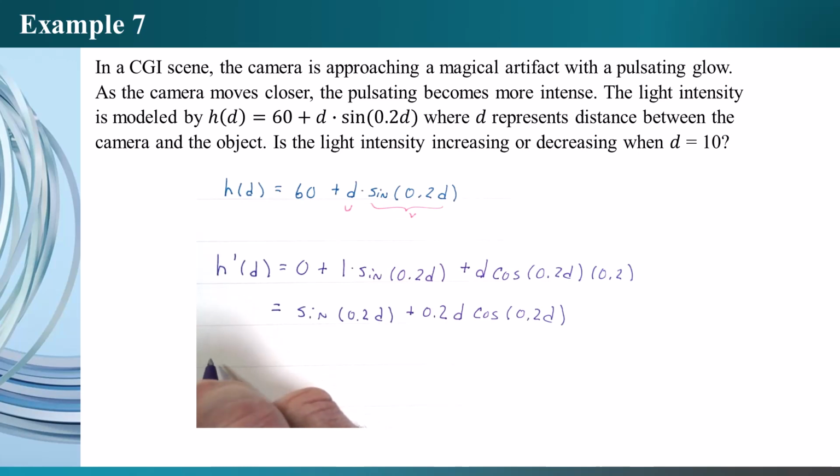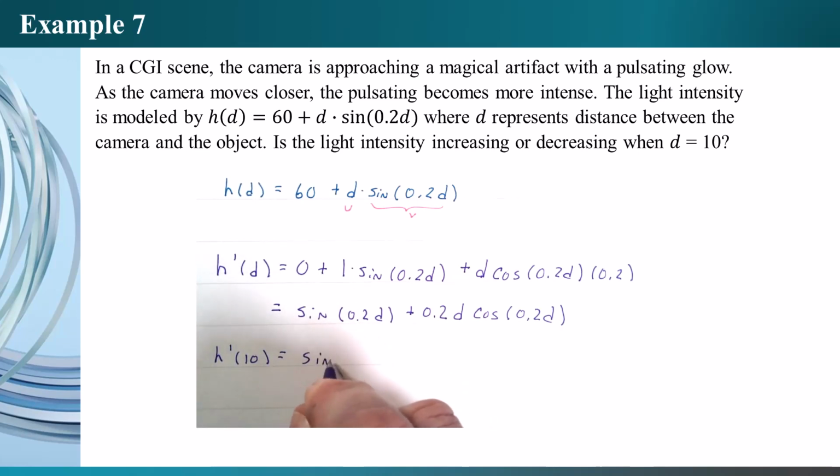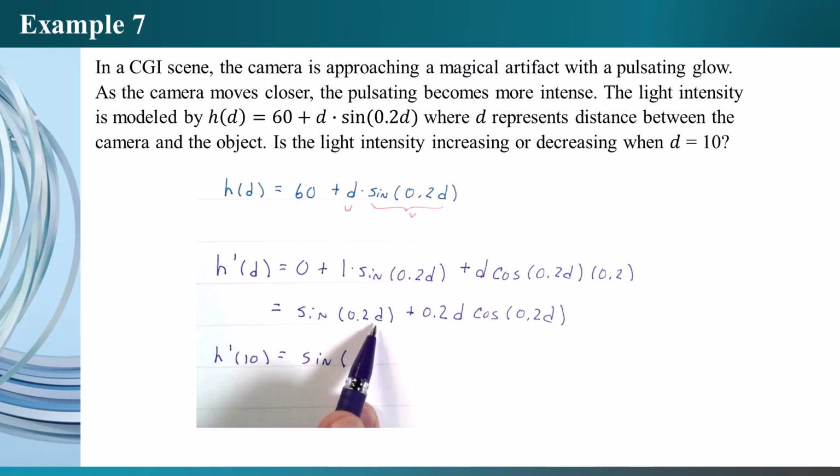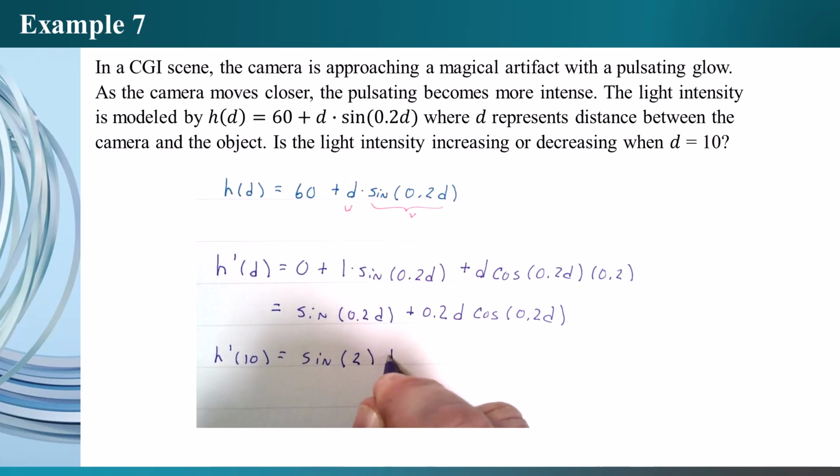Now we want to know whether the light intensity is increasing or decreasing when d equals 10. So we need to find h prime of 10. So we have sine of 0.2 times 10. And 0.2 times 10 will just be 2. And again, here we get 2 and cosine of 2.